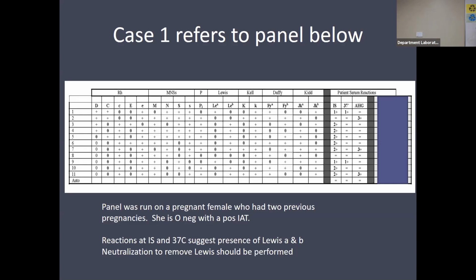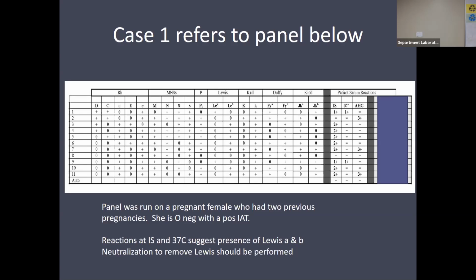Could she have both? She had both Lewis A and Lewis B. Yes, she could. All right, so you have Lewis A reacting at initial spin in 37. You have Lewis B only reacting at initial spin. Does that make sense to everybody? Does everybody see that? All right, but what else do you have? You have some AHG reactions going on here too, right? And they're 3+, so they're very strong.